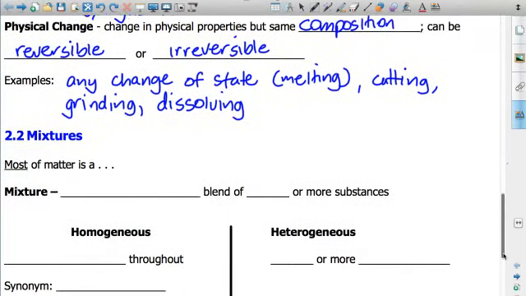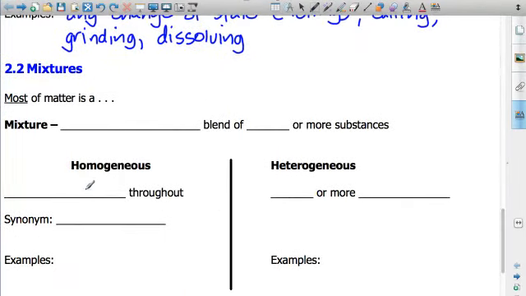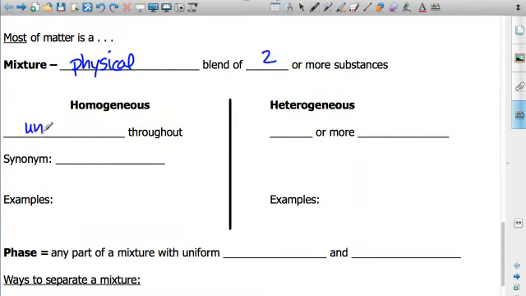And then last I wanted to talk about mixtures. Most matter in the universe is a mixture, and a mixture is considered a physical blend of two or more substances. A homogeneous mixture is uniform throughout, and it's often called a solution. Examples of a homogeneous mixture would be Kool-Aid. It's made of food coloring, flavor, water, and sugar, but if you look at it, it's the same everywhere, as long as it's mixed really well. Another example would be salt water.